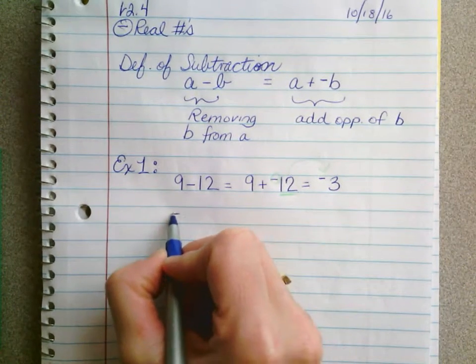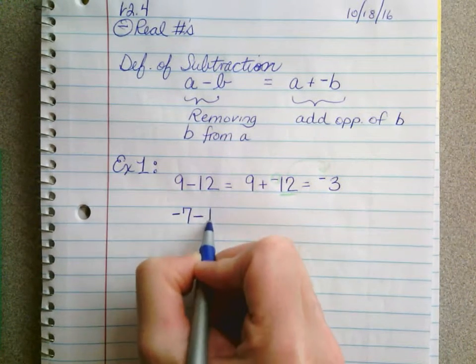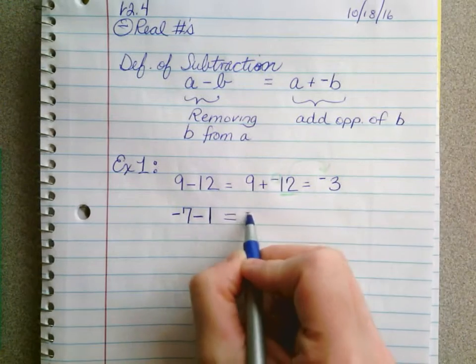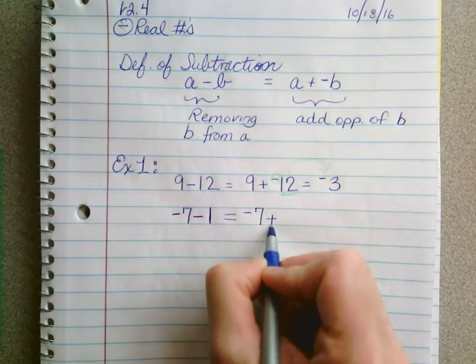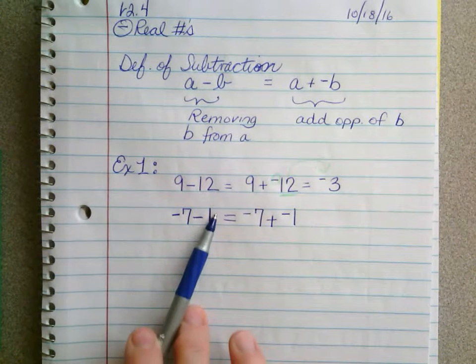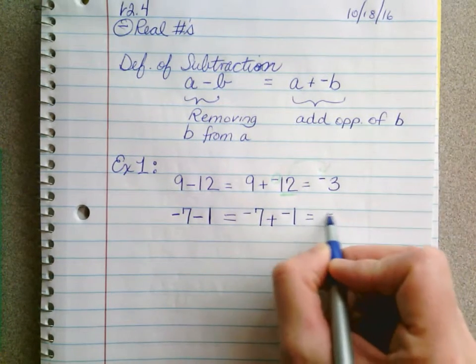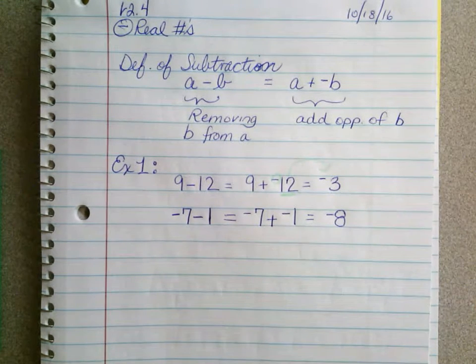Or say take a negative 7 and remove 1 from it. Negative 7, add the opposite of the second number. Well, the opposite of 1 is a negative 1. Okay? So we're combining a negative 7 with a negative 1. Same sign, just combine them and keep the same sign.